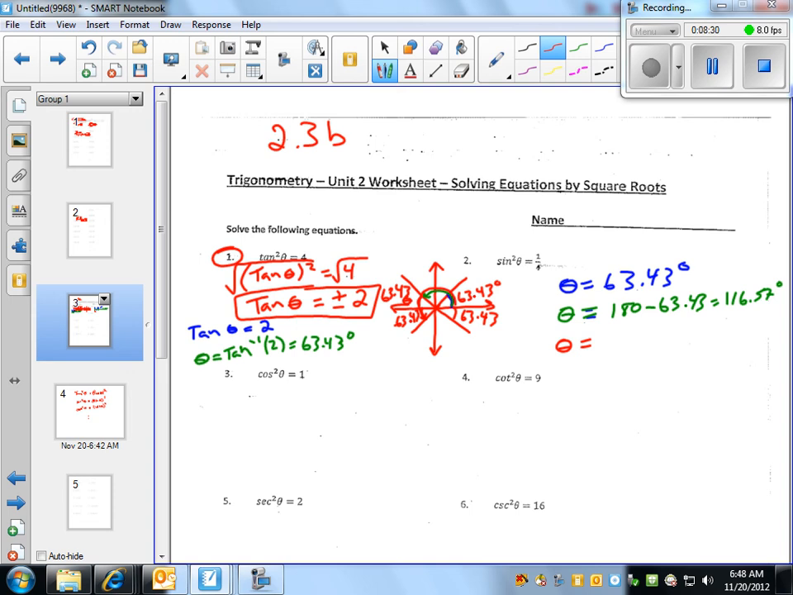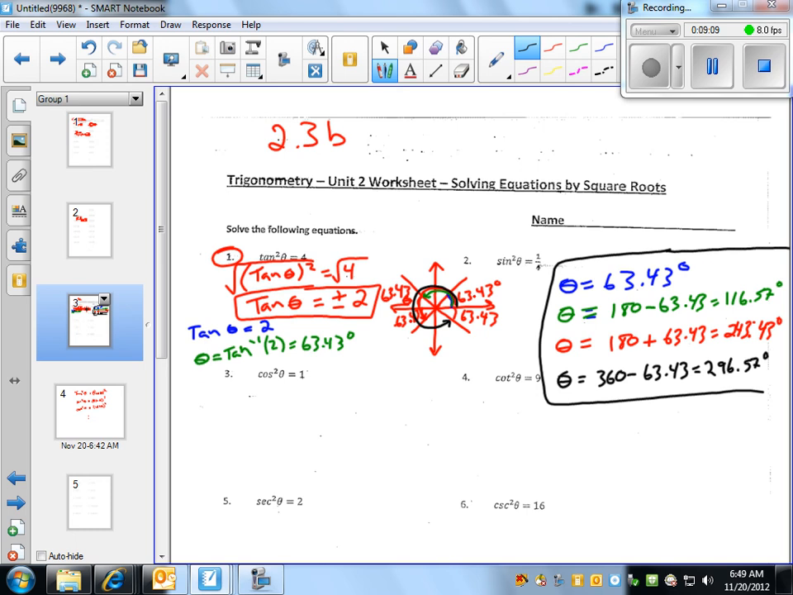The third one is this one that goes all the way around here. So that third one is going to be 180 plus 63.43, which gives us 243.43. And then the last one is going to be the one that goes all the way around here, which is going to be 360 minus 63.43, which is going to give us 296.57. Okay, so this is my answer, all 4 of these angles here.